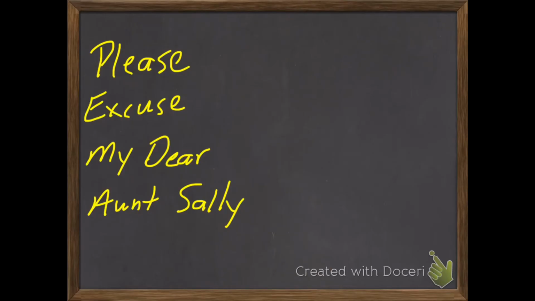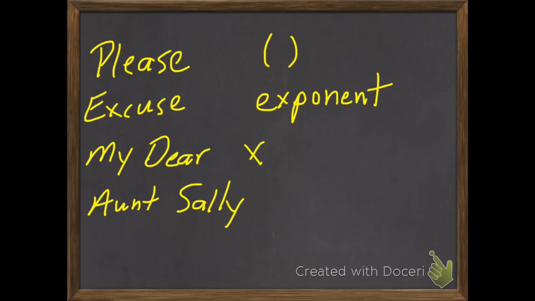And I have another reminder for us for order of operations. Please excuse my dear Aunt Sally. It is very important to remember that please stands for parentheses, excuse is for exponents, which we haven't seen much of yet, but don't worry, they're on their way. My dear stands for multiplication and division from left to right, and Aunt Sally reminds us to add and subtract from left to right.